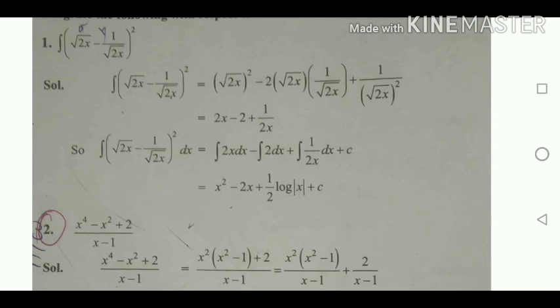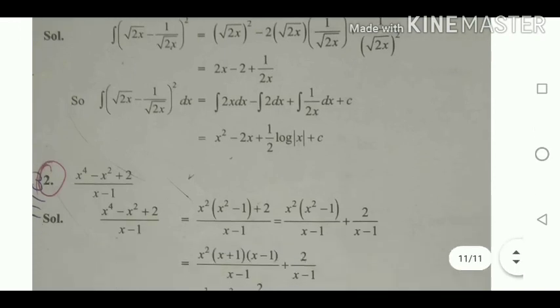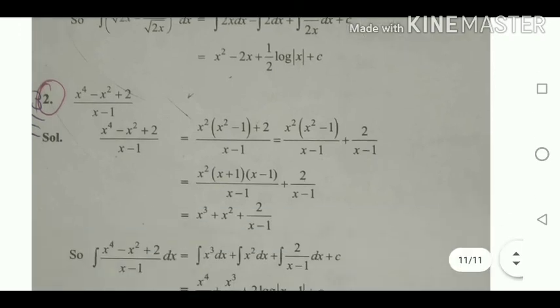Here a square is (root 2x) whole square, minus 2 into a into b, that is 2 into root 2x into 1 by root 2x, root 2x cancelled. You are getting 2x minus 2 plus 1 by 2x. Now integrate each and every term, we are getting x square minus 2x plus 1 by 2, that is 1 by x. Integration of 1 by x is log x. Therefore 1 by 2 log x plus c.